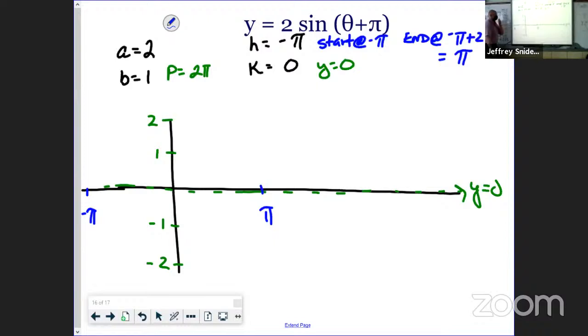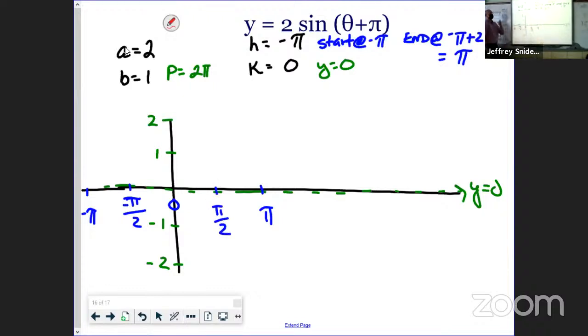Now let's divide it up. Half in between these two is what? Whoa, halfway between negative pi and pi? Is 0. Now halfway between these is negative pi over 2. Halfway between these is pi over 2. Let's get this done. Here we go.